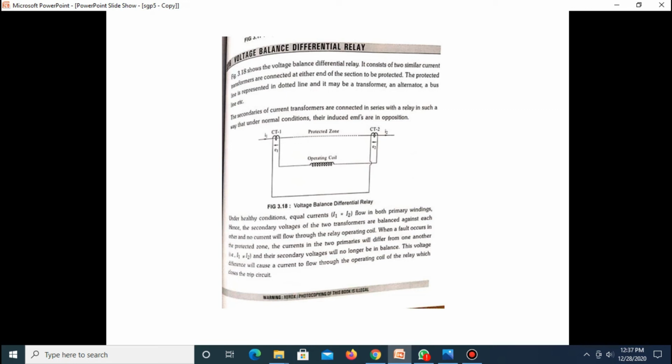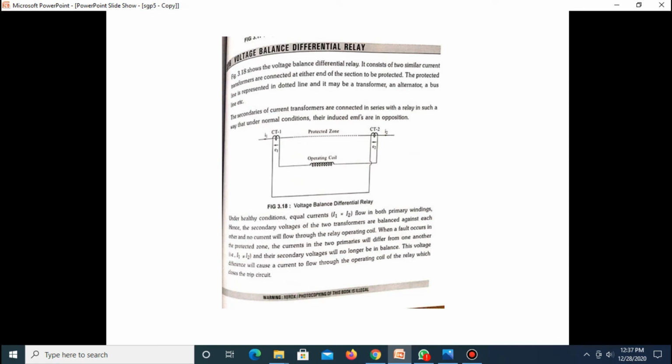Next one is the voltage balance differential relay, as shown in the figure. It consists of two similar current transformers connected at either end of the section to be protected. The two ends are CT1 and CT2. The protected zone, such as a transmission line, is represented by dotted lines. It may be a transformer, alternator or bus bar, whatever it may be.